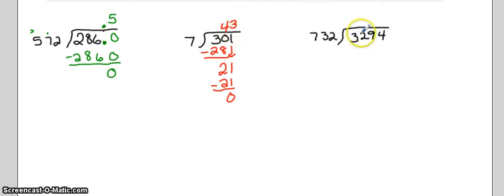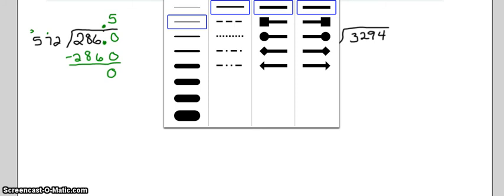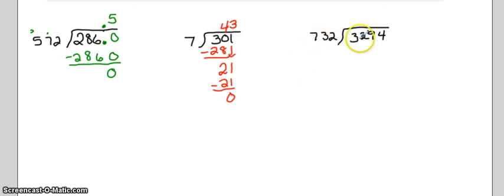All right, the next problem is 3,294 divided by 732. Again, this is a larger problem. We're going to start by simply looking at the fact that we have a number in the hundreds and a number in the thousands that we are dividing. So we're going to start by going over to the hundreds place, which would be 329 divided by 732, which obviously we can't do. So we're going to take the number in the thousands.